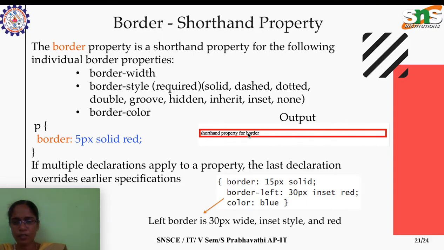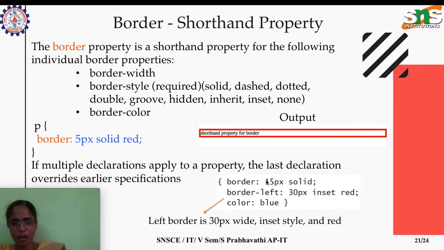Okay, solid means continuous border. Similarly, what happens if multiple declarations apply to a property like this? If you have a look at this CSS, border is 15 pixels solid. Then border-left is 30 pixels, its style is inset and color is red. What happens? Two times the left has been assigned a value.